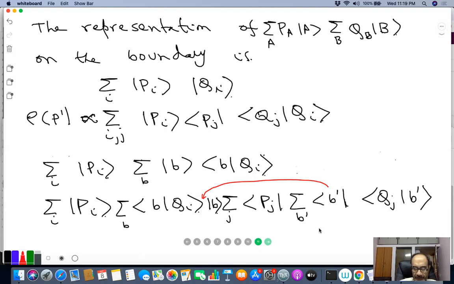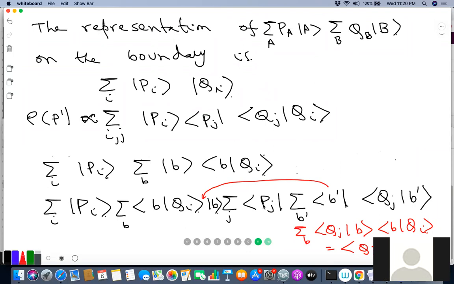So what we will get is qj b, so B prime has been set equal to B, and then b qi, sum over B. That is qj qi. That's what you see here. And then this is pi and pj. This is over A, so we are not doing anything here. So this is the ket. This is the corresponding bra.